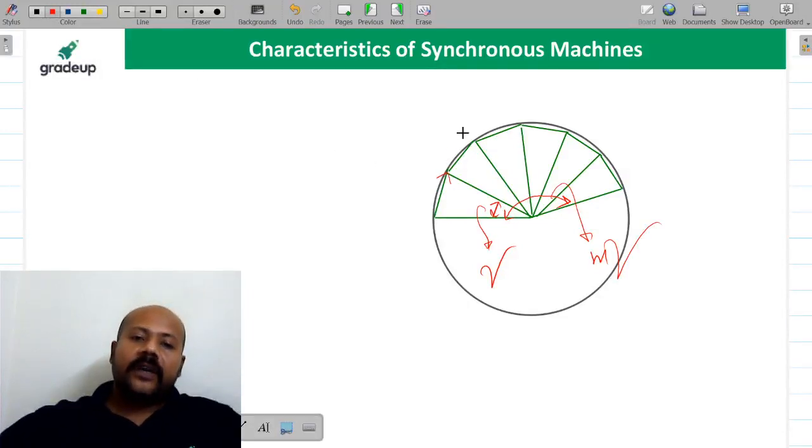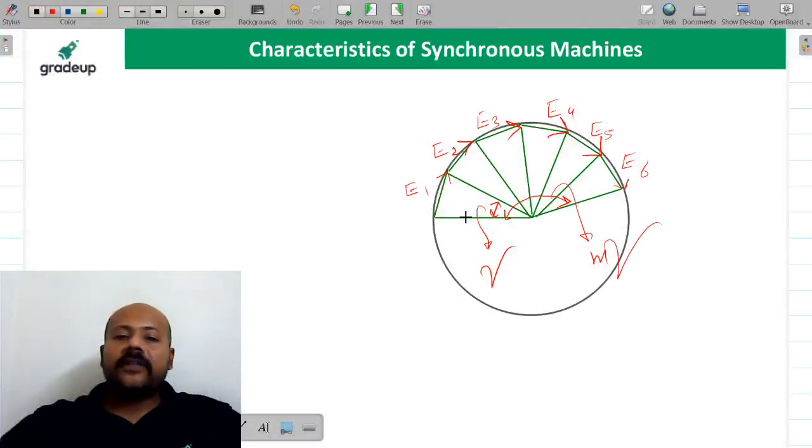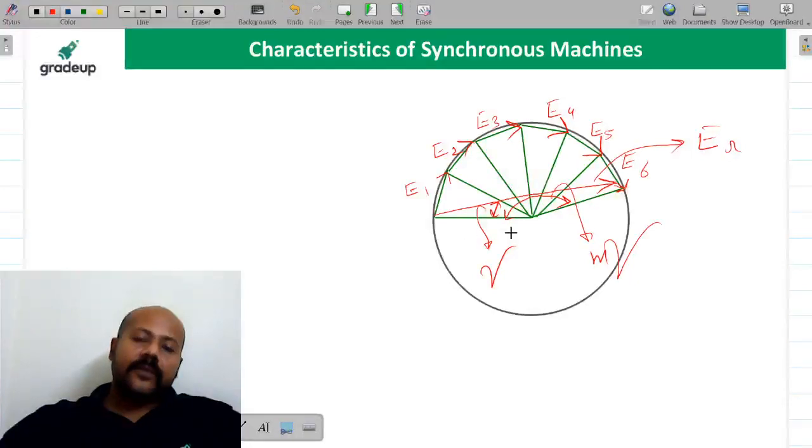of all the coils of phase A. Suppose we are talking about phase A. So this is going to be E1, this is E2, E3, E4, E5, E6. For all the slots, the distributed winding, what is the resultant? The resultant of all these is going to be this ER. Yes or no? So, if I ask you to calculate this distance, can you tell me?